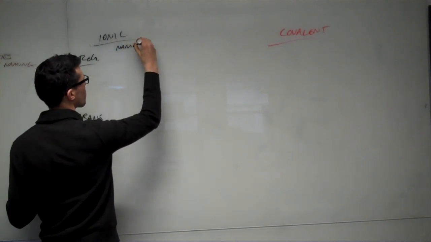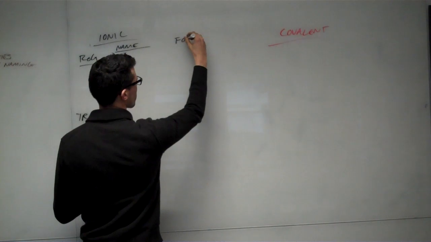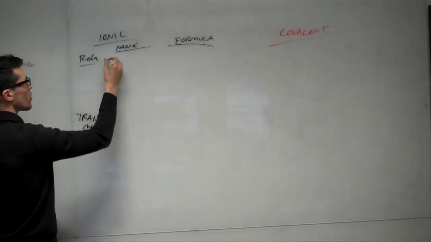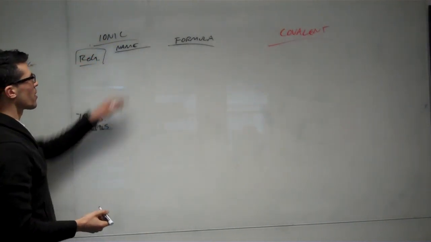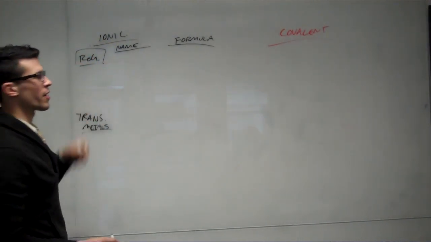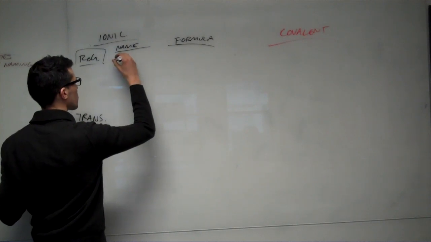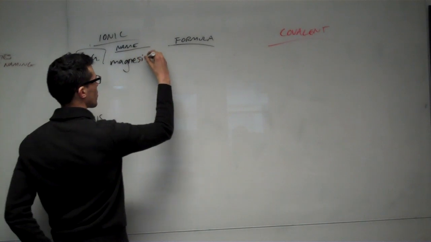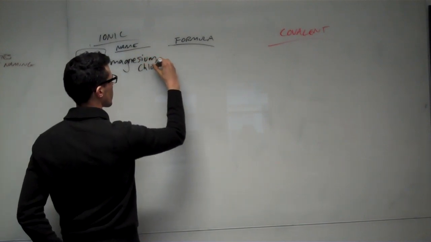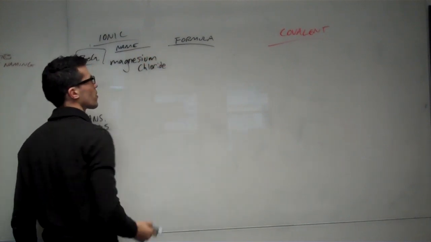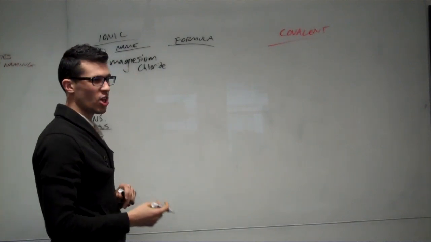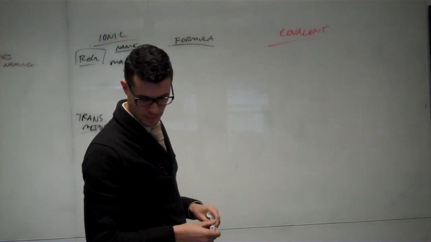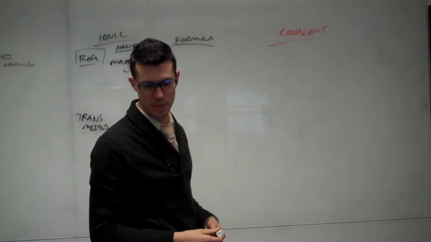Okay. So let's go from name to formula first. If you're given the name, you can tell me what the formula is. So for the regular ionic bonding, let's say I give you a name like magnesium chloride. From this, you can tell me what the formula is. Formula is what it represents, the symbols, like Mg.